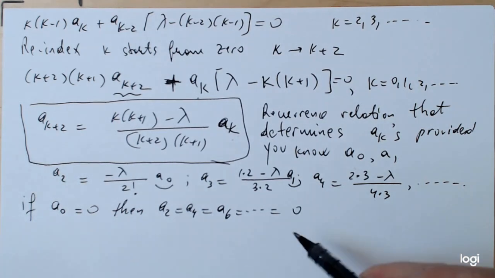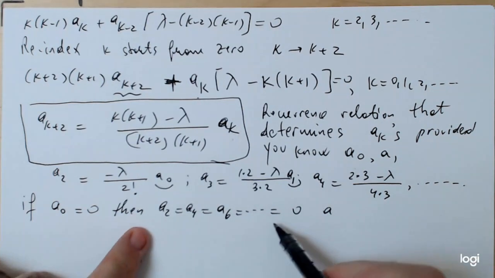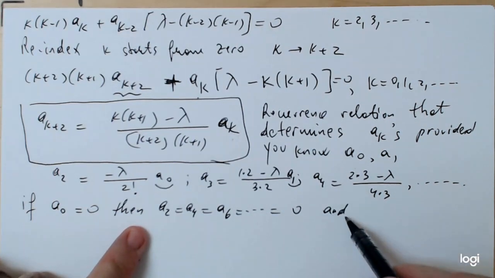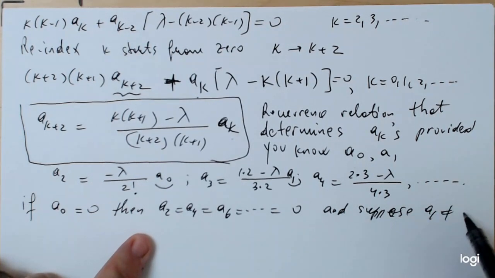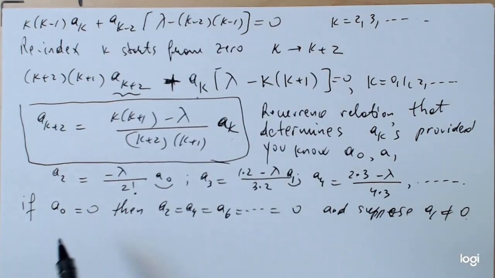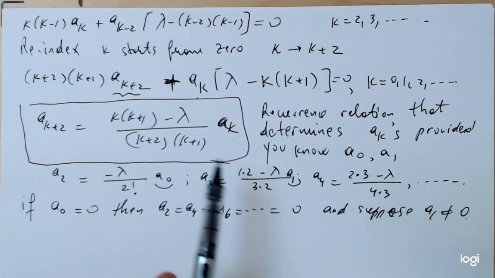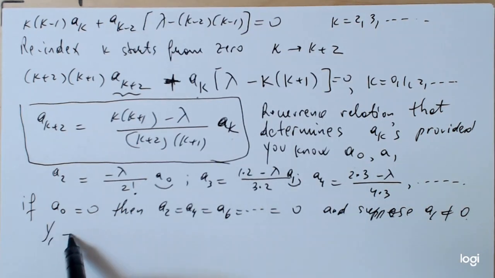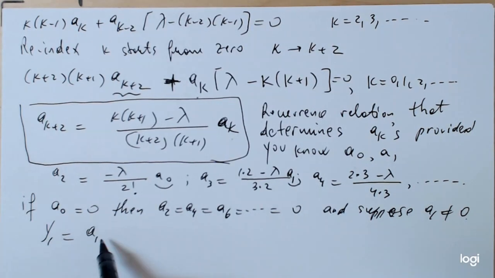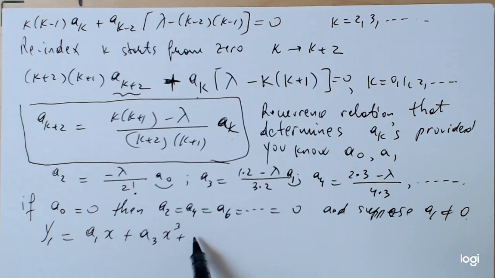So if A0 is equal to 0, all the even ones are equal to 0, and let's suppose A1 is not equal to 0. Well, if A1 is not equal to 0, then all of the odd ones are not going to be equal to 0. So basically, you can find one solution in terms of the odd powers: A1x plus A3x to the power 3 plus A5x to the power 5, and so on.